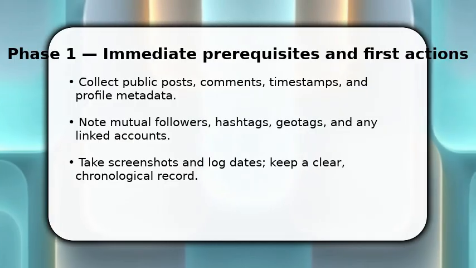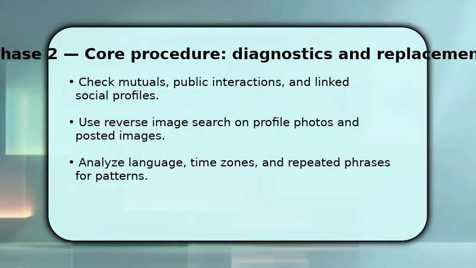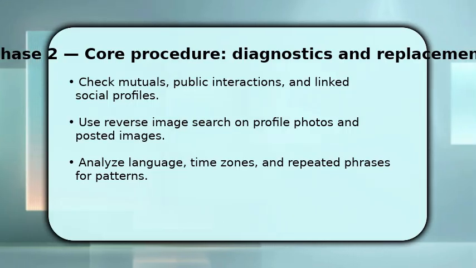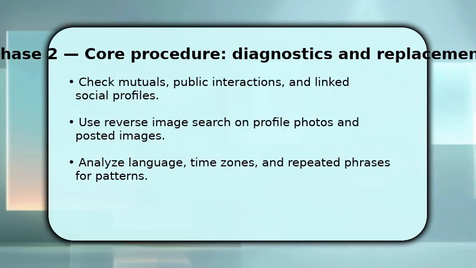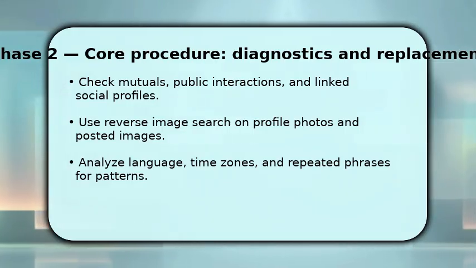Now you perform benign, non-invasive checks to find connections and patterns. Look at mutual followers and public interactions to see if the account repeatedly engages with the same people. That often indicates a social circle. Use reverse image search on photos that are publicly posted to find reused images elsewhere. Also note posting times, language quirks, and repeated phrases. These behavioral signals explain how the account operates and can point to legitimate investigative routes.